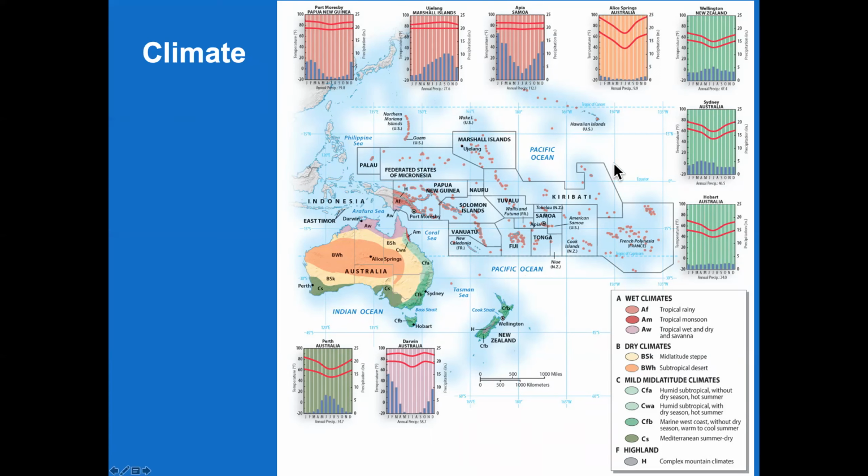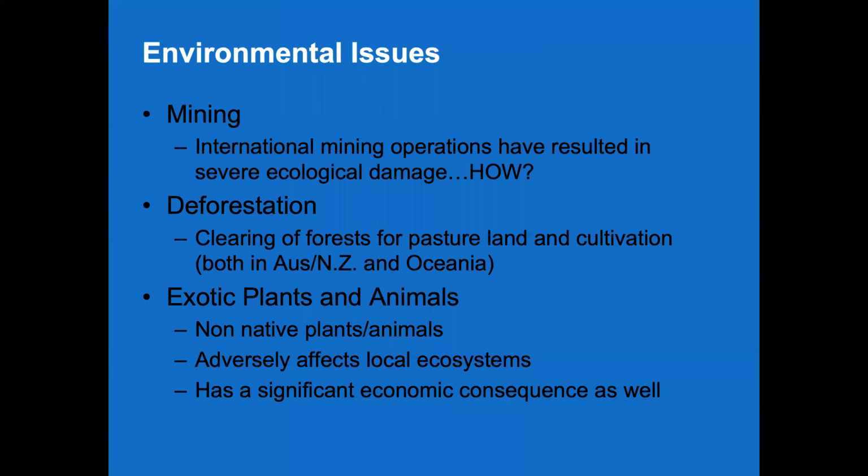Okay. If you are near the equator, so the Marshall Islands, Micronesia, Papua New Guinea, the Solomons, Tuvalu, Kiribati, Vanuatu, these places fit into the A climate. So they don't get very cold in winter at all, and they remain roughly the same temperature the entire year. Environmental issues. So deforestation, as you have sort of figured out by now, has been a problem in almost every region.